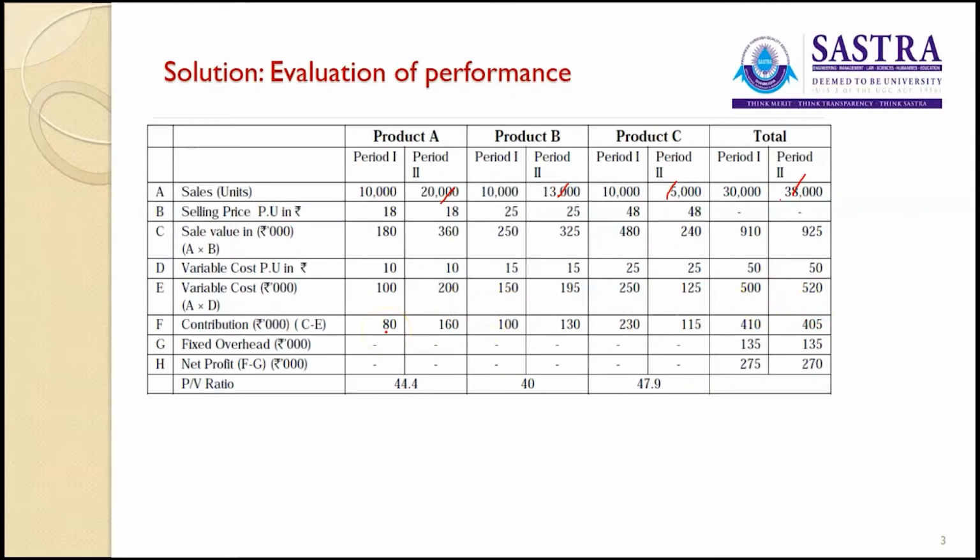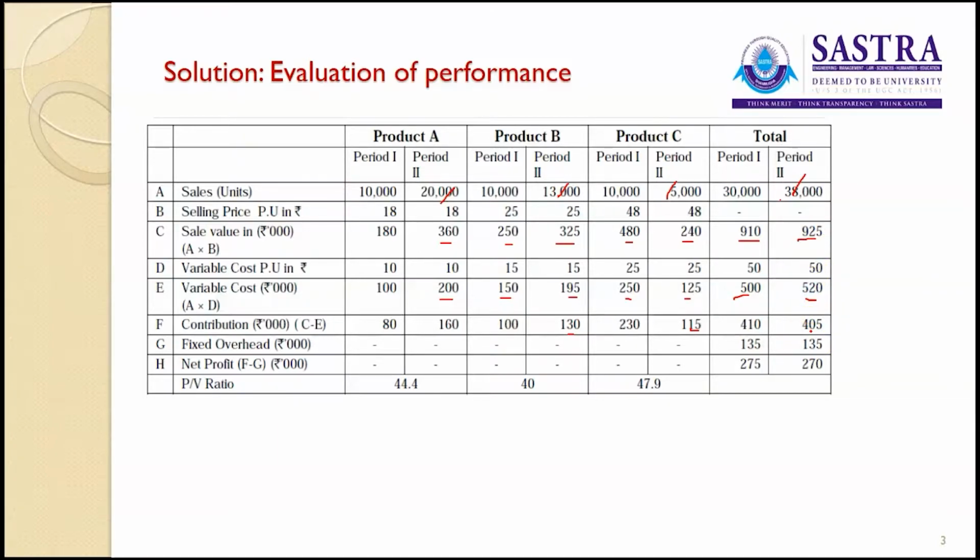Now we are calculating the contribution per unit, wherein we are going to deduct your variable cost from your selling price. That is 180 minus 100, we get 80. Then 360 minus 200 will get 160. 250 minus 150 will get 100. Then 325 minus 195 will get 130. Then 480 minus 250 will get 230. Here 240 minus 125 will get 115. So total we get 910 here, here we have 500, so it is 410. Here it is 925, here it is 520.